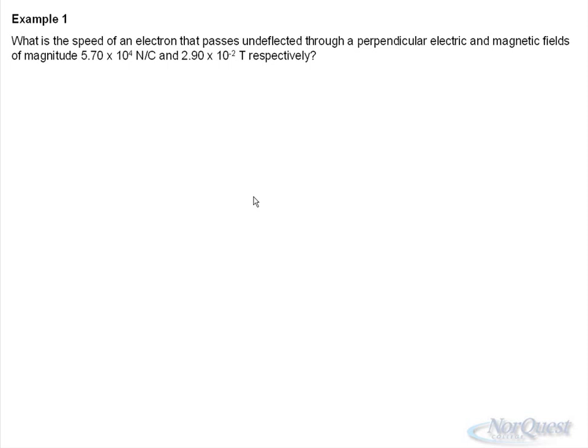Well, with Thomson's, you either balance electric force with magnetic force, or you're going to balance magnetic force with centripetal force. And the way that you'll determine that is based on whether something passes through undeflected, that's going to be the electric force and magnetic force, or whether it's bent through some sort of radius, then you'll be talking about the magnetic force and centripetal.